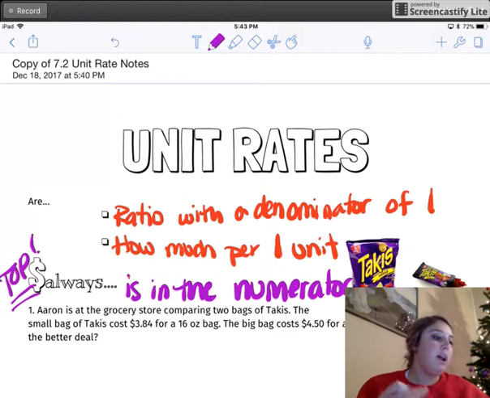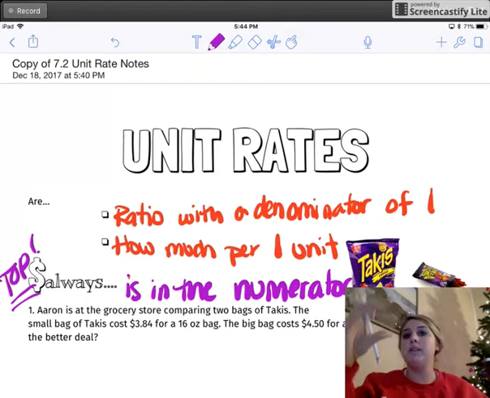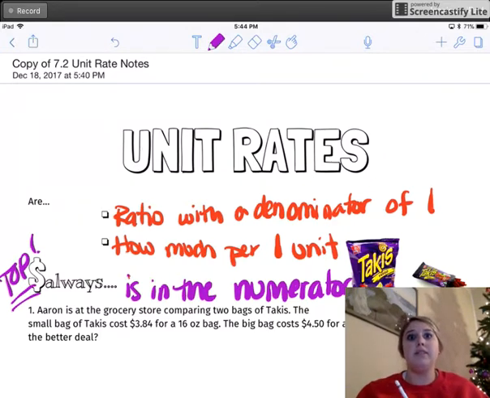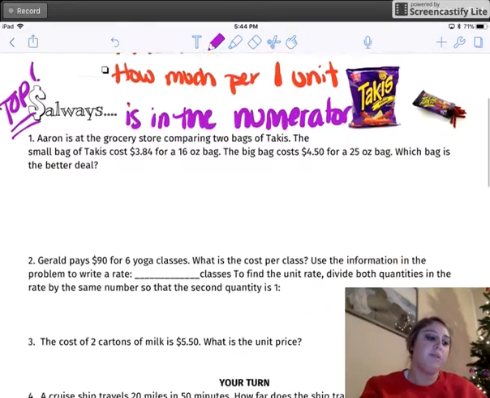So let's go ahead and show you an example. I did an example about Takis because I know that when I'm going through the store, there's always different kinds of bags of things that I need to buy. Like there's a big bag of Takis, and then there might be a smaller bag. And I want to figure out what's the better deal. And the better deal is always what costs less money for more things. So let me show you an example.